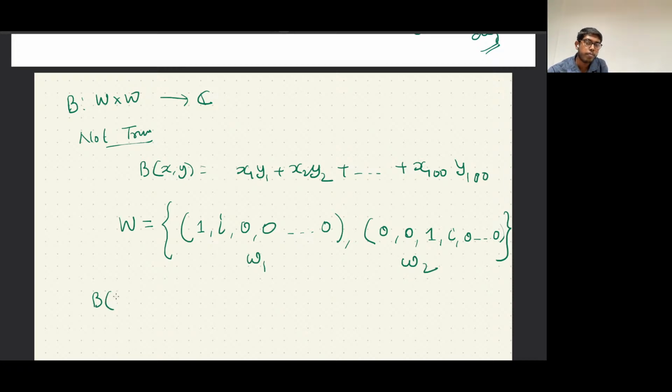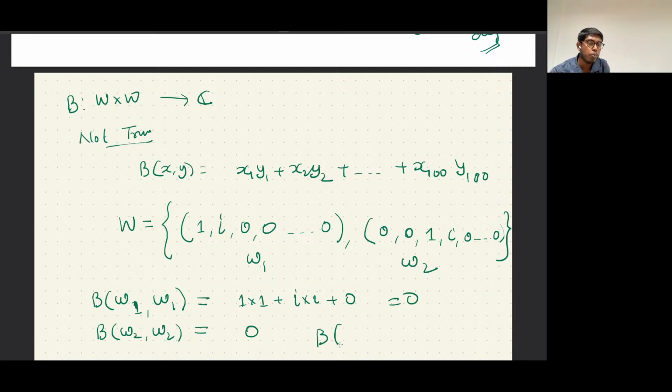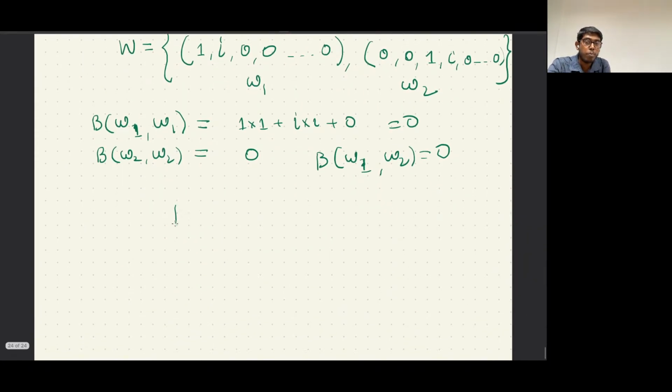What is B of (W1,W1)? This is 1 times 1 plus i times i plus 0, so that's 0. And what is B of (W2,W2)? This is again 0 by the same logic. And B of (W1,W2) is 0. And therefore B is itself 0 when we restrict to W cross W. And therefore B cannot be non-degenerate. So is it clear? Is it clear to everyone? Just respond.